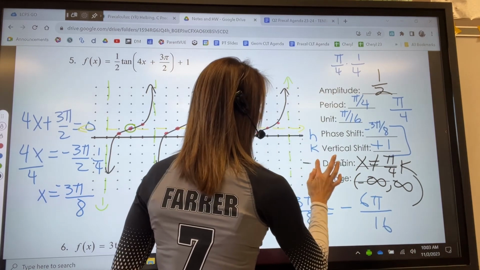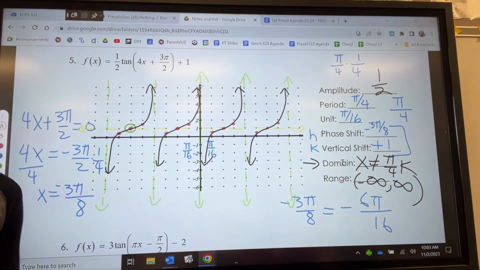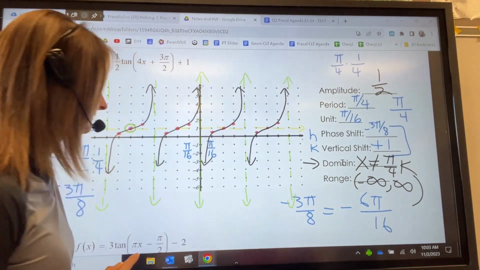We're gonna need a lot more explanation of this domain. Maybe I'll make a separate video just on the domain of the tangent function.